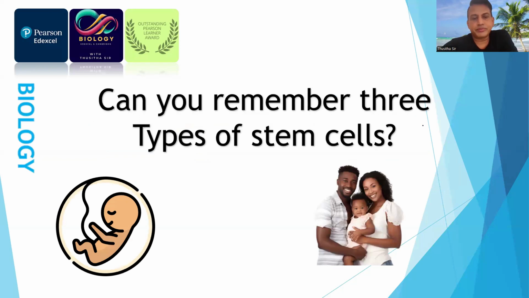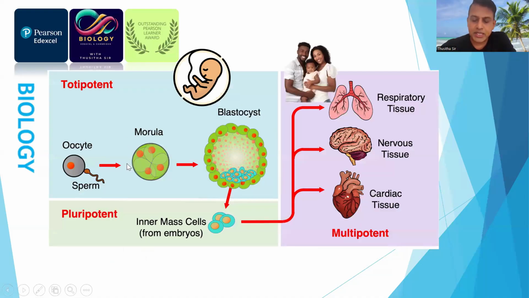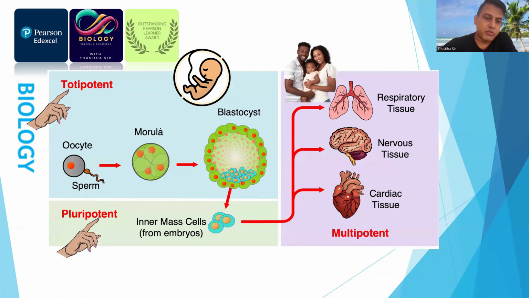Can you remember the three types of stem cells? We have learned three types of stem cells. Basically we can divide these stem cells into two: two types coming from embryos, and one type coming from adults. So adult stem cells and embryonic stem cells. Totipotent means they can give rise to any cells. Pluripotent means they can give rise to any except extra-embryonic tissues. For example, the morula contains totipotent cells, and when the blastocyst forms, these cells are specialized cells.